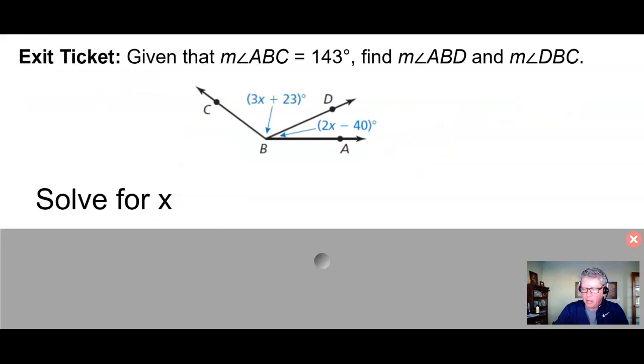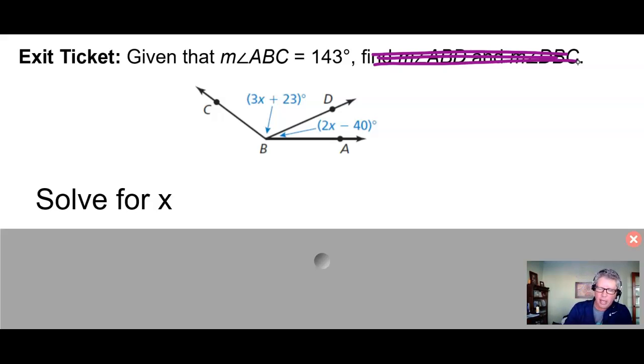All right, so here's a perfect example of what you're going to run into. Why don't you give it a shot and solve for x only. We're not finding the angles, let's just solve for x. Save some time. If we have x, then we can plug it in to each one and find the angle measure. But why don't you give that a shot?